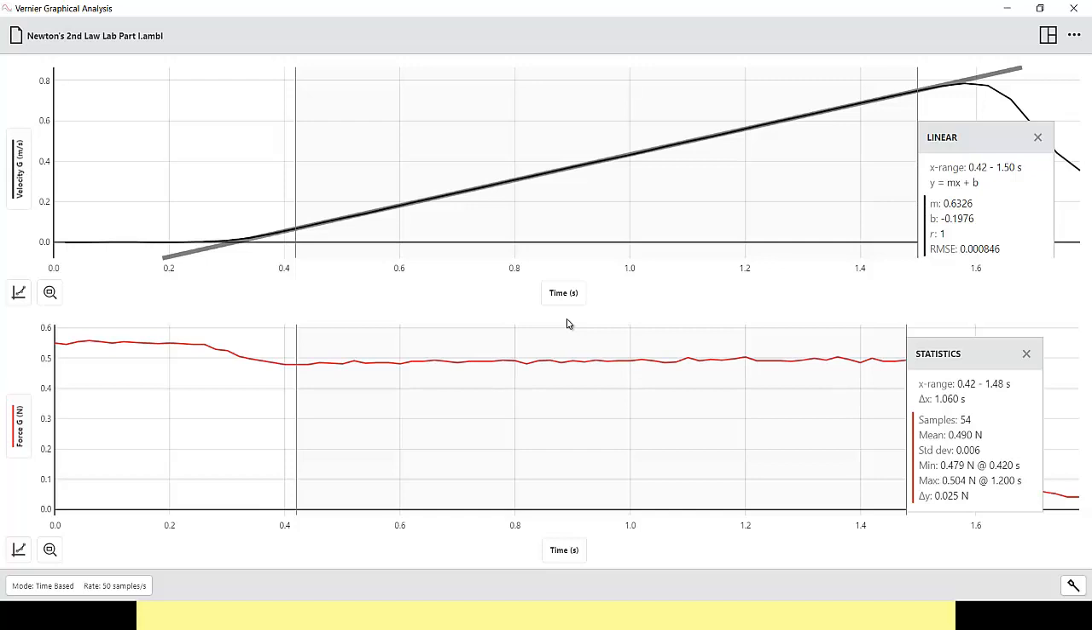Change the hanging mass, and that's going to change both the acceleration and the force of tension, the net force. So that's kind of the first half of the lab. You're going to be doing the same kind of thing you did before.